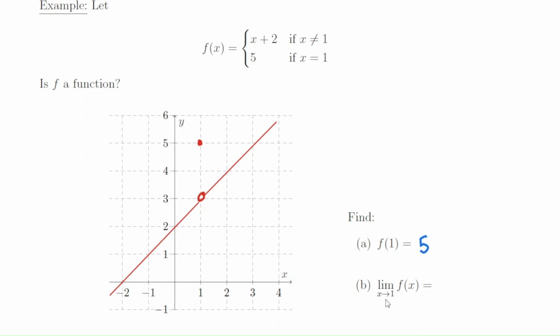What if we plug in values that are close to 1? Like 0.9 or 1.00001. What are our output values going to be close to? Well, those output values are going to be close to 3. So this limit is equal to 3.